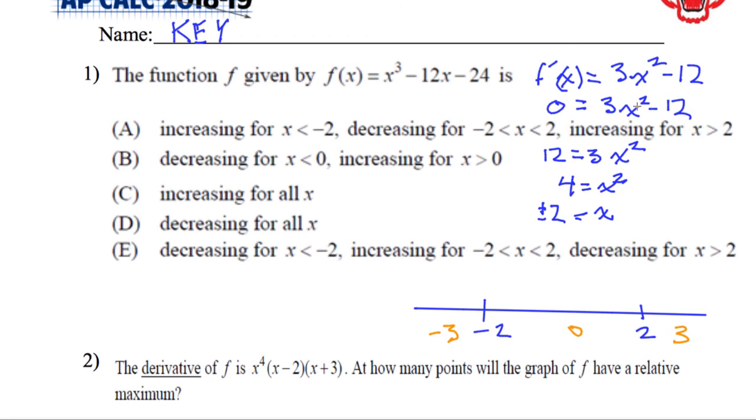When I test negative 3, plugging in, I'm going to get a positive number, which means we're increasing. Over here, we're going to get a negative, which means we're decreasing. And over here, we're going to get a positive, which means we are increasing. Now we're choosing the correct interval. So it says increasing for x less than 2. That's true. Decreasing between the interval and increasing for x greater than 2. Correct answer is A. Questions about number 1?